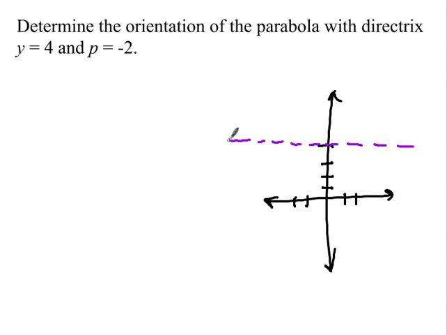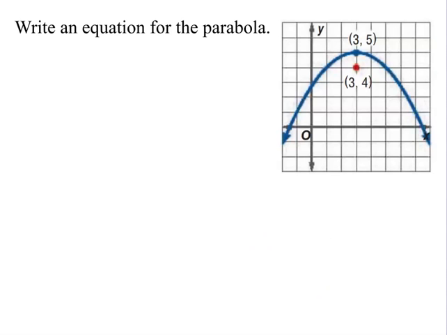So if the directrix is here, y equals 4. Where will I go? So what's it going to do? Up and down. So far, so good?